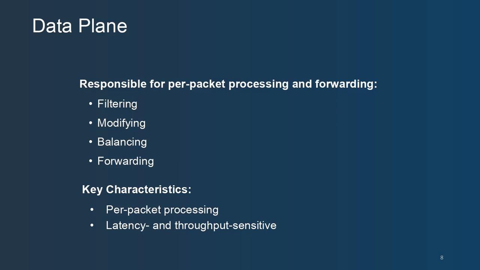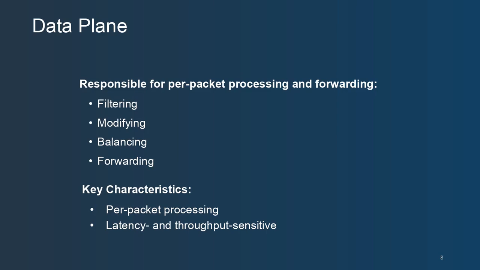Now, let's focus on the data plane, the DP part in DPDK. Data plane is not just a word in the name. It's a key part of modern network architecture. A key architectural idea in high-performance networking is to separate the control plane and the data plane. The control plane makes decisions while the data plane executes them for every packet. The data plane is responsible for per-packet processing and forwarding.